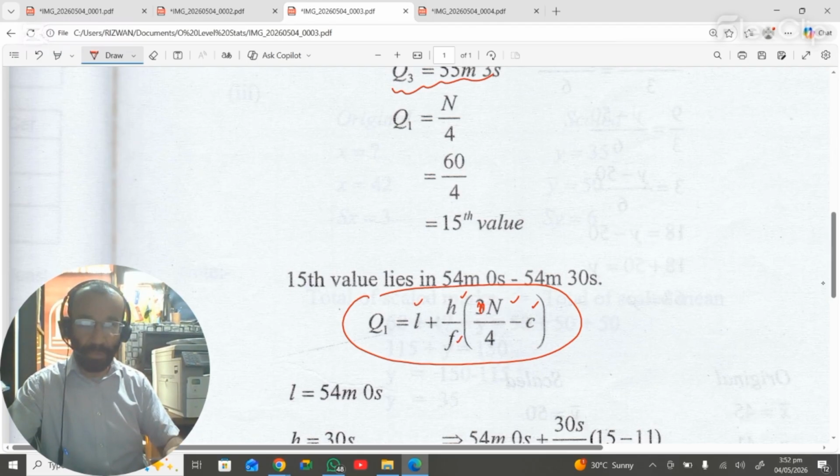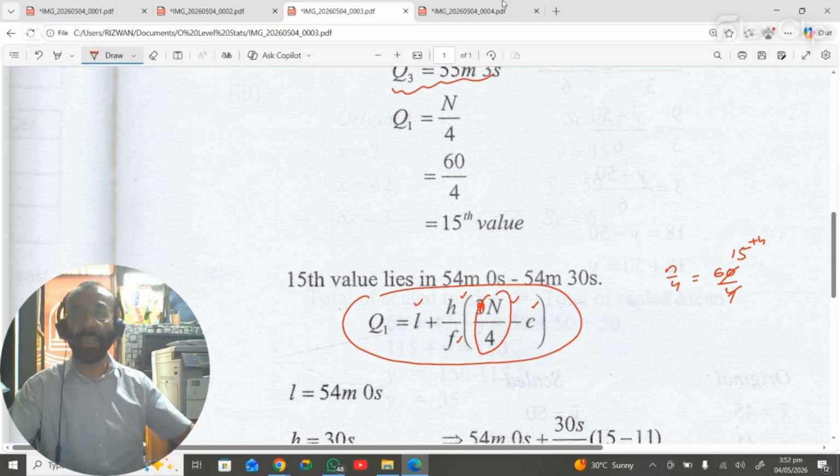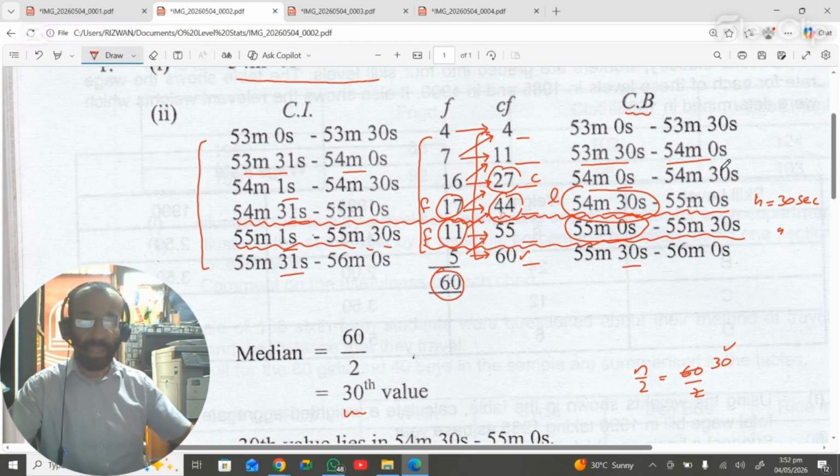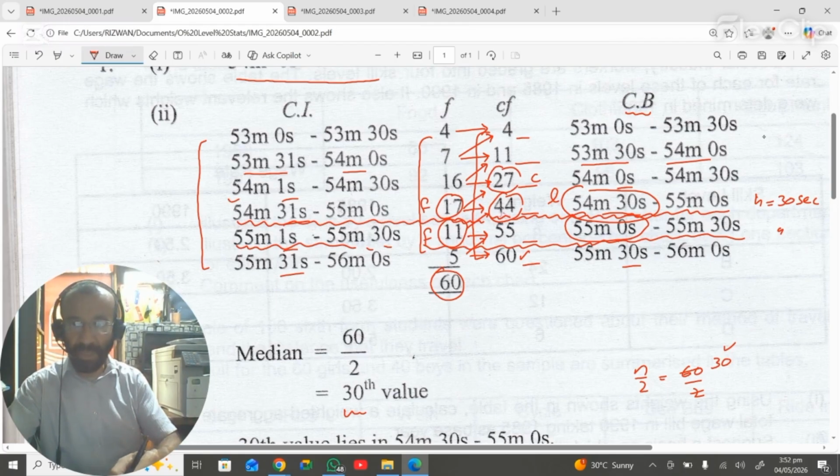So the n by 4 factor will decide the class for the lower quartile. So n by 4, n is 60, 60 by 4 is 15. So the 15th term will decide the class for the lower quartile. And you can see from the 15th to 27th terms will lie in this class.